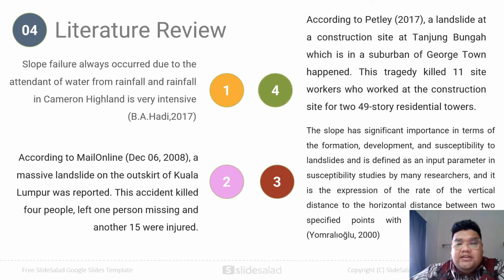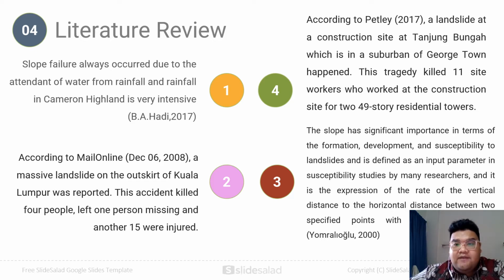This is the literature review. According to B.A. Hadi 2017, slope failure always occurs due to the presence of water from rainfall. And the rainfall in Cameron Highland is very intensive.